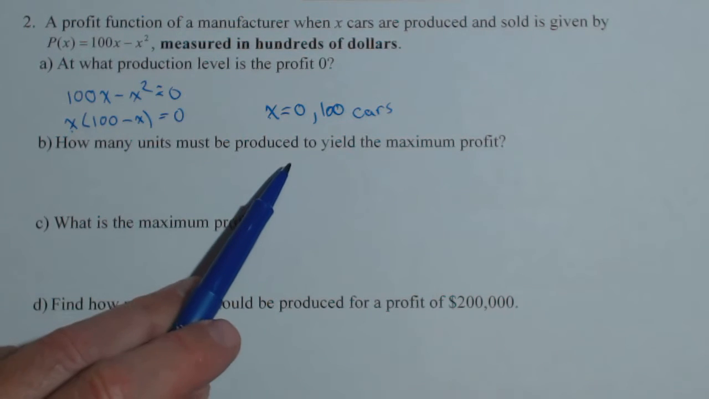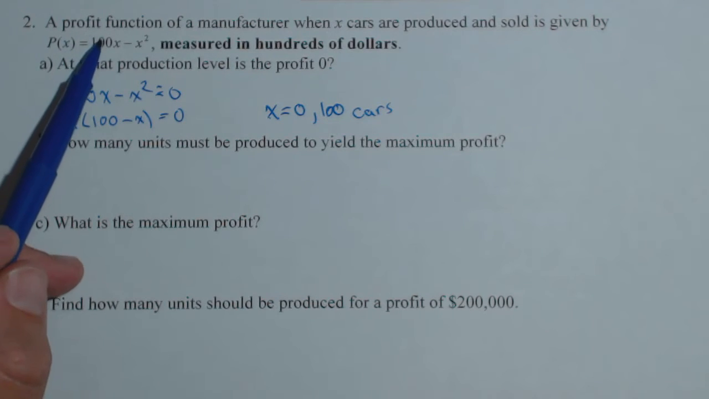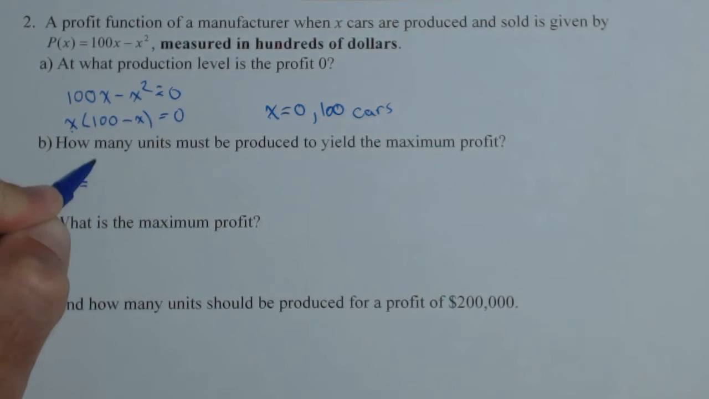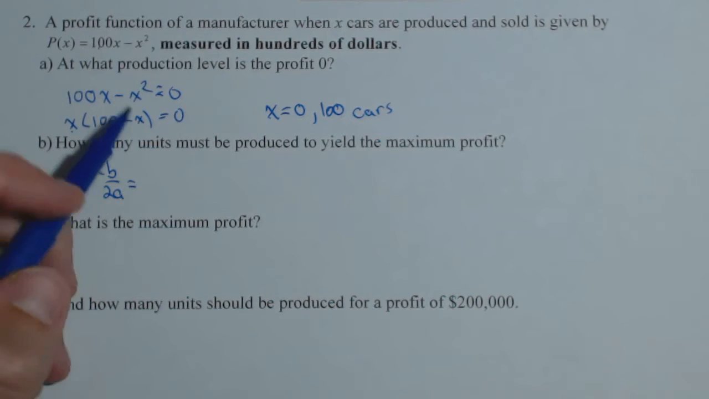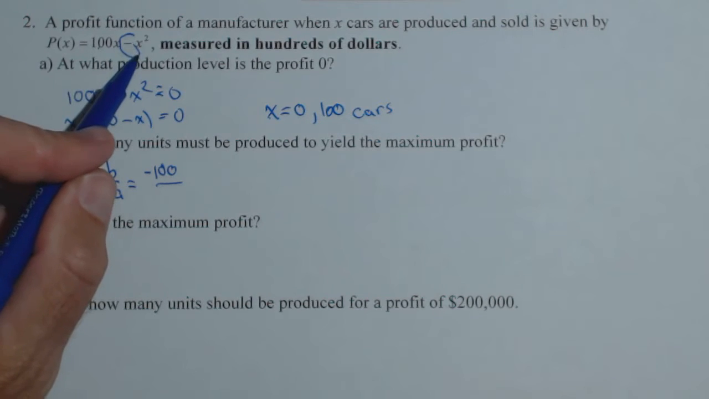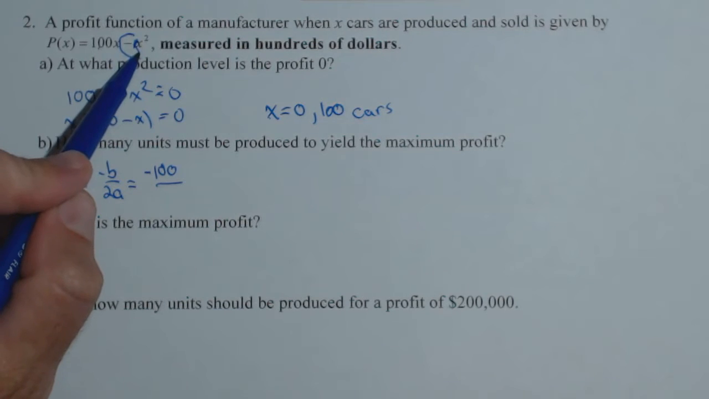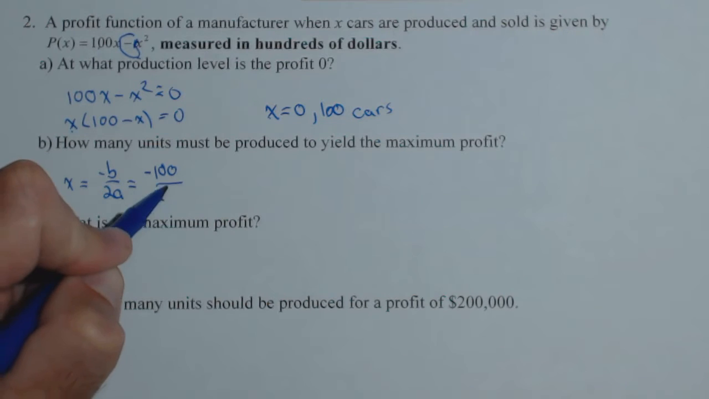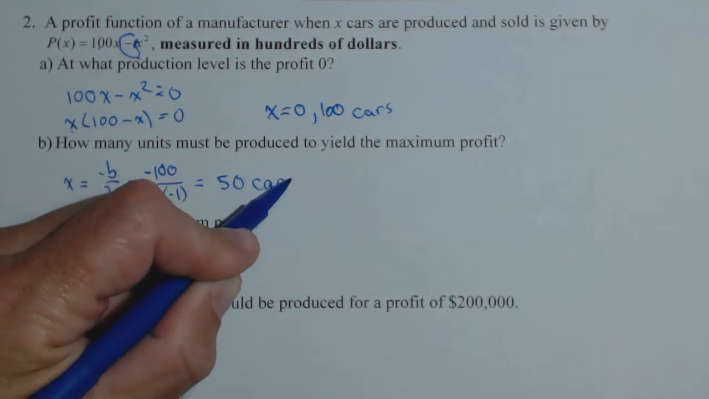Now, how many units must be produced to yield the maximum profit? Well, that's basically the vertex of this quadratic. To find the vertex algebraically, it's x equals minus b over 2a. In this case, b is 100, so negative 100. A is this negative 1 here, and you can imagine the 1 on that. A is always multiplied by the x squared term, so don't let the fact that it's out of order confuse you. So 2 times negative 1. So 50 cars is the production level.